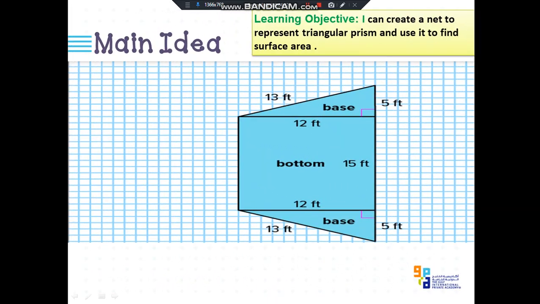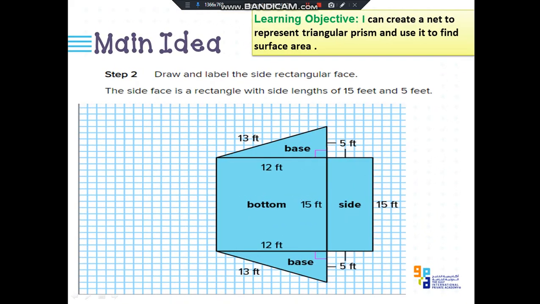As you can see here, we are going to draw this one on the net to compose or show this figure after we break up all the faces. Here we have two bases, they are exactly the same because both of them are triangles, they are congruent, meaning the area for this triangle is exactly the same as the area for the second triangle. Here, check there. So this is the second step.